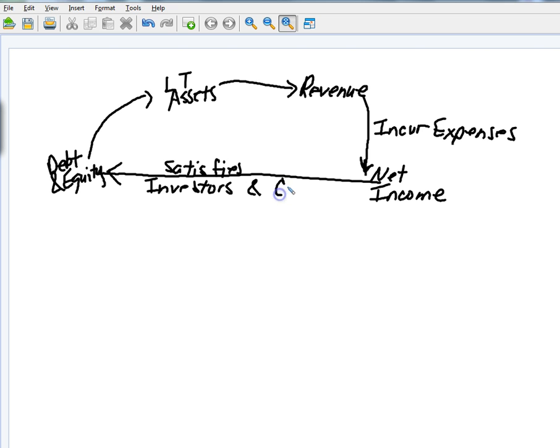So that's just a real basic business model, right? We borrow money or we sell stock to raise cash. We invest that cash in our long-term assets. Our long-term assets are used to generate revenue. From our revenue, we also incur expenses generating that revenue, with hopefully the outcome being profits. Profits satisfy our investors and creditors.